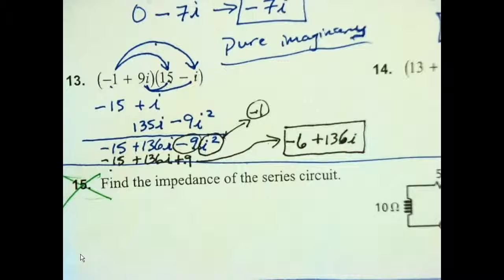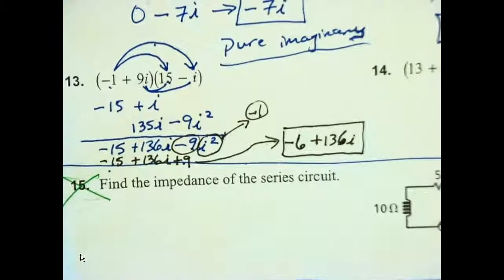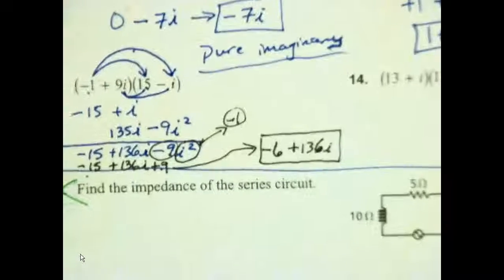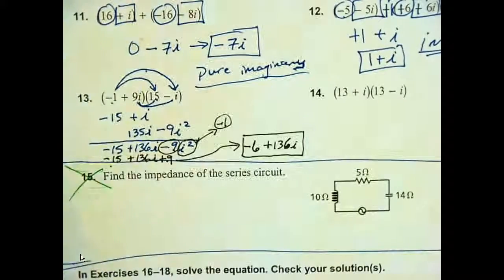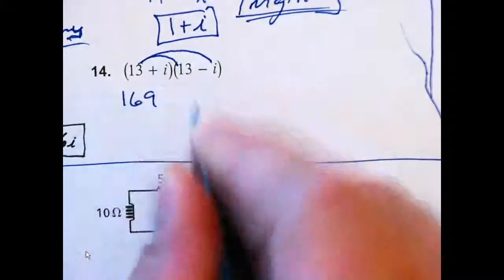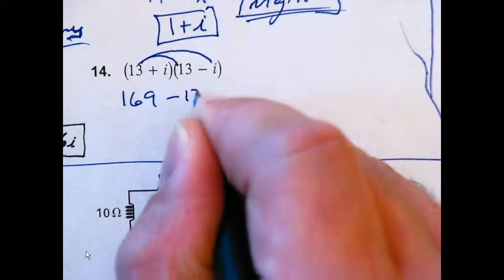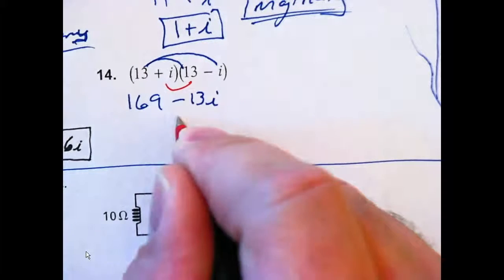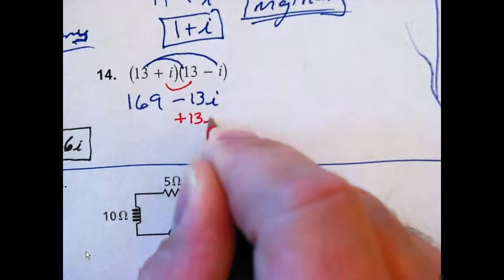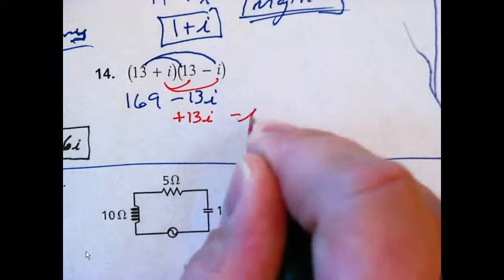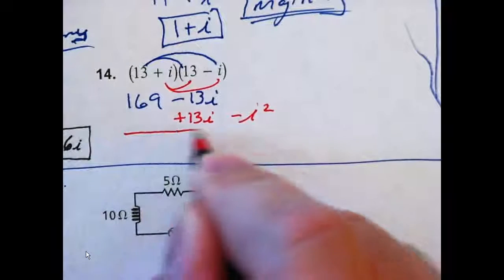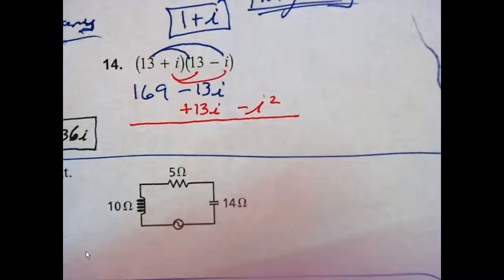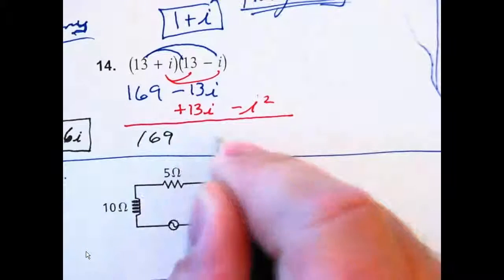Now, most of you did not get it, so let's make sure you did 14 correct. Why don't you try number 14? Multiply it out. Okay, let's see how we did. 169 and -13i. And then we'll go this route. +13i and -i squared. And you will notice that this ends up giving you 169 minus i squared.